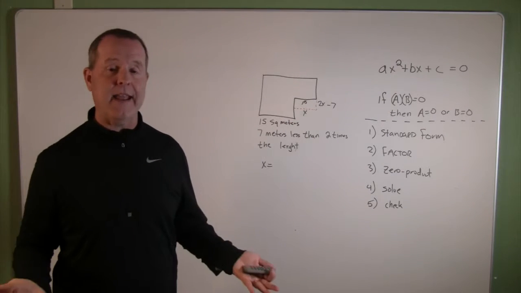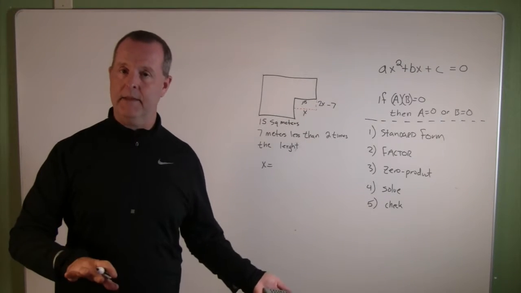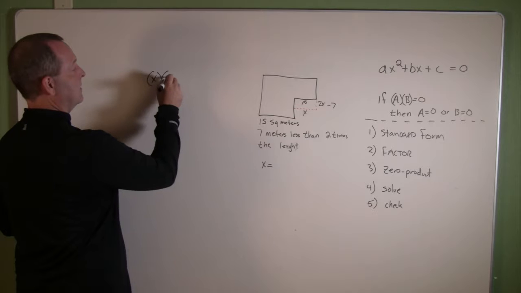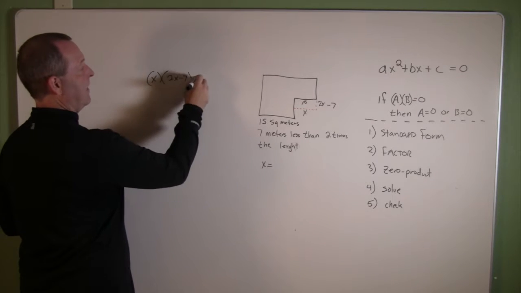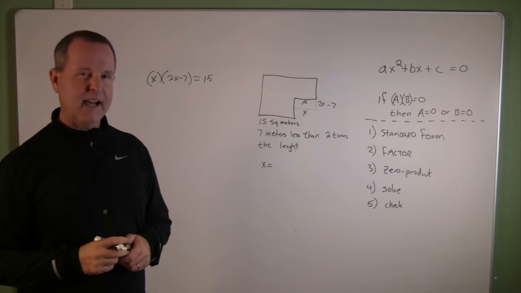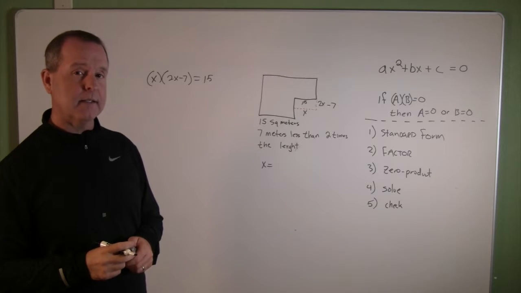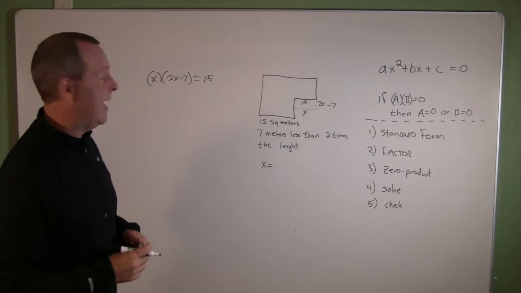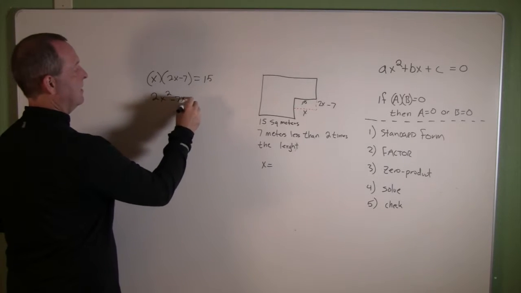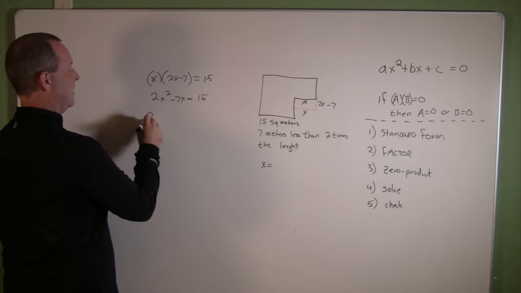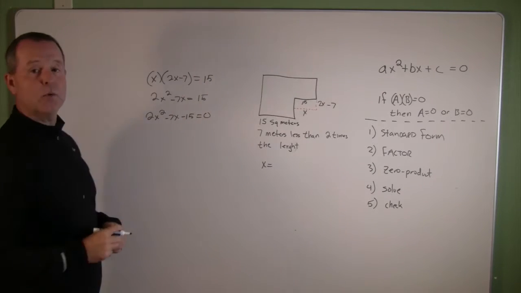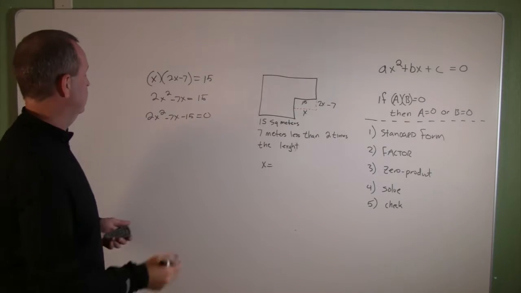What do we remember about finding the area of a rectangular space? Its length times width. So I have its length is x, its width is 2x minus 7, and that equals a total of 15 square meters. Kind of looks like maybe we can get a quadratic out of this. So let's rewrite this in standard form. That's 2x squared minus 7x equals 15. Subtract 15 from both sides. Equals 0. Let's trial and error this.